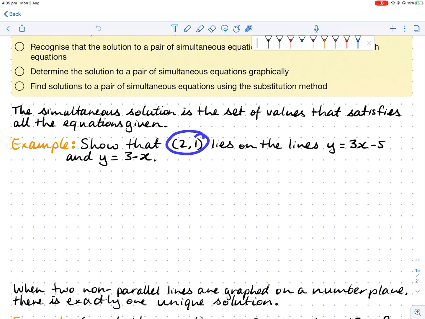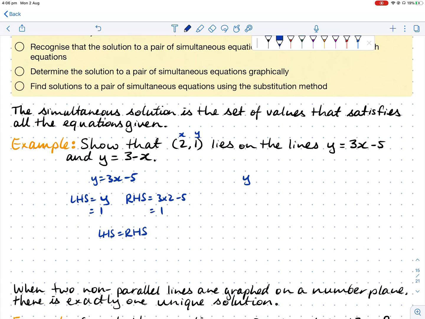So we want to show that (2, 1) lies on the line y equals 3x minus 5 and the line y equals 3 minus x. If we start with y equals 3x minus 5, we're going to substitute in this x value and this y value. Our left-hand side is y, which is equal to 1. Our right-hand side is 3 times 2 minus 5, which is also 1. So our left-hand side and our right-hand side are equal to each other.